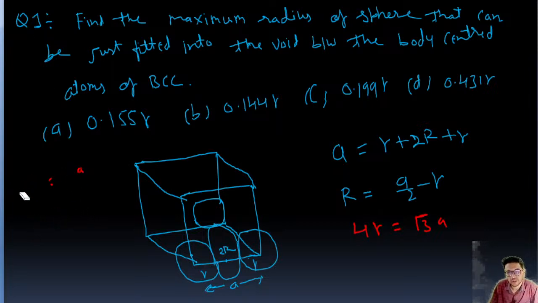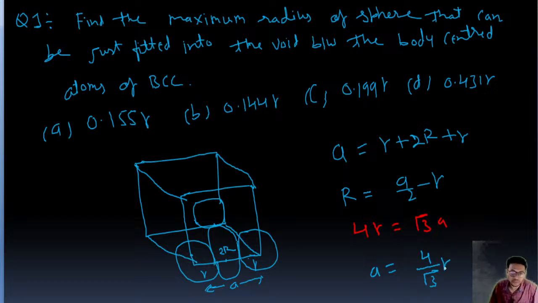Okay, if you don't know this, please note down. Okay, so now we'll use this. From here we can get the value of a. Value of a is going to be from here. Value of a is this one, 4 upon root 3 r.